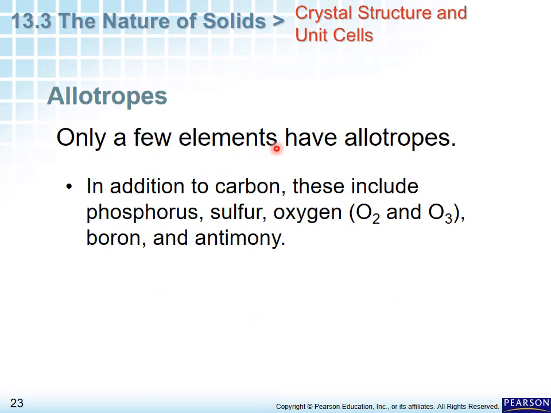Now, only a few elements have allotropes. In addition to carbon, these include phosphorus, sulfur, oxygen, boron, and antimony. For oxygen, the most famous is the oxygen molecule, like the air gas, and this is very important for the Earth's ozone layer. Okay, so ozone gas is this one. So these are allotropes.